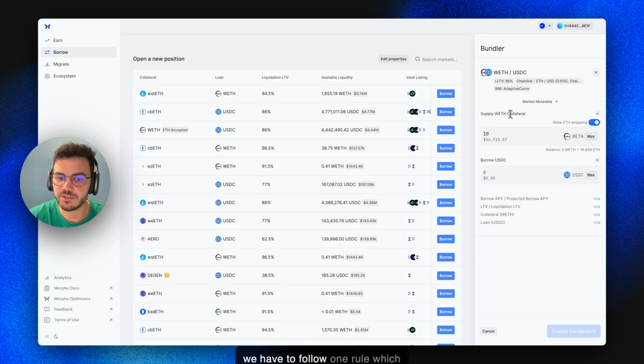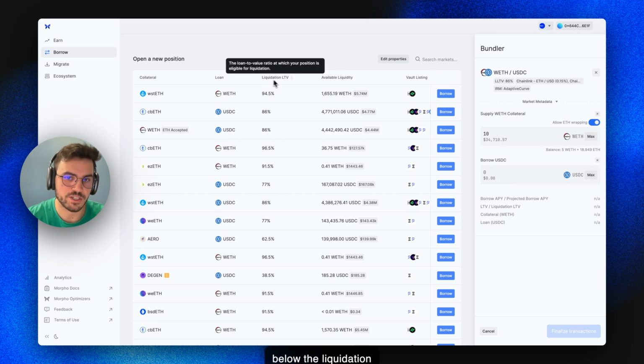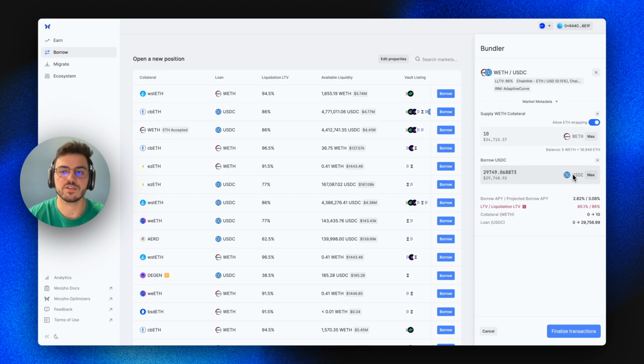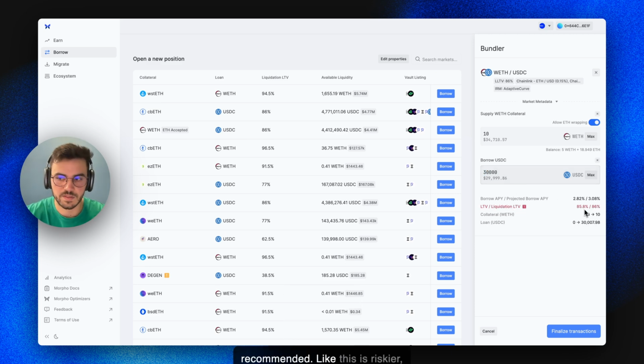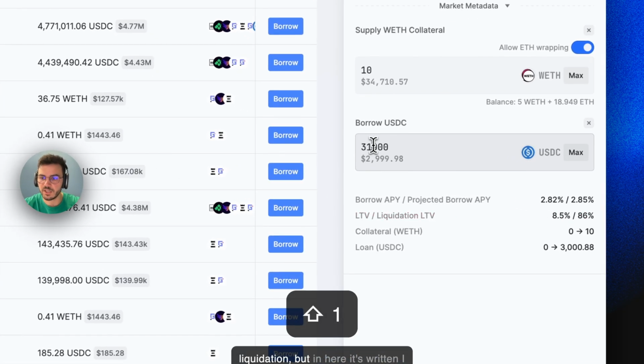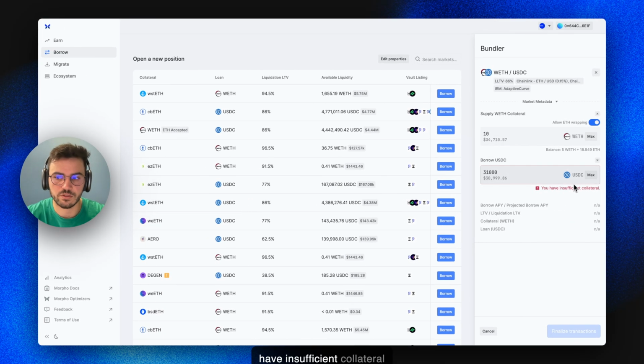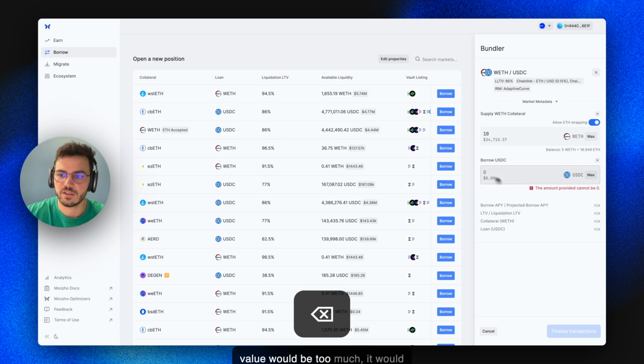We have to follow one rule, which is you provide collateral and the loan to value should be below the liquidation loan to value. The max button is not putting you at risk, but you can manually go at risk, which is absolutely not recommended. Like this is riskier, but here I'm not eligible to liquidation. But in here, it's written I have insufficient collateral because otherwise, if I were to borrow too much, my loan to value would be too much, this would not work.